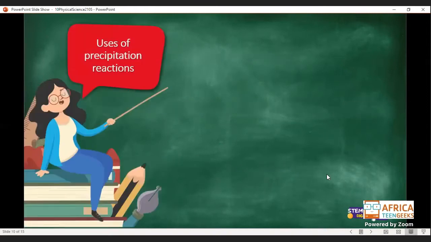So, we have a number of uses for precipitation reactions. Most of these you do not need to know, but I thought it was interesting to tell you, okay? Because if you like being very precise, like to the drop, to the milligram precise, then this is actually stuff that you will find very interesting. Okay, I did this when I was at university.